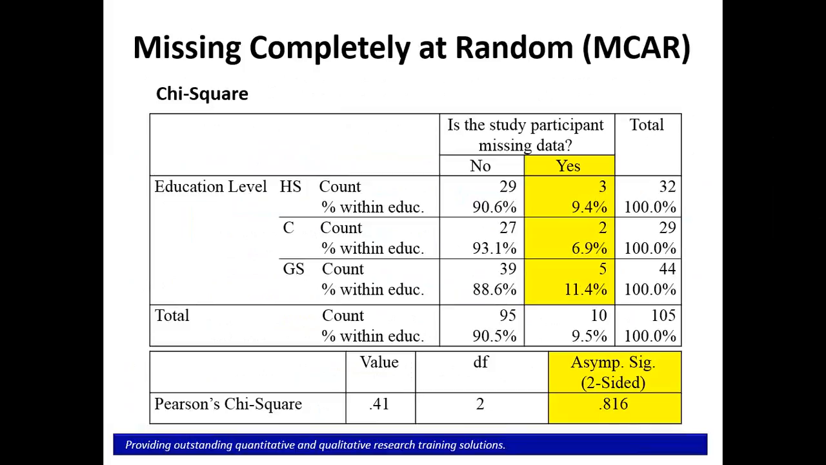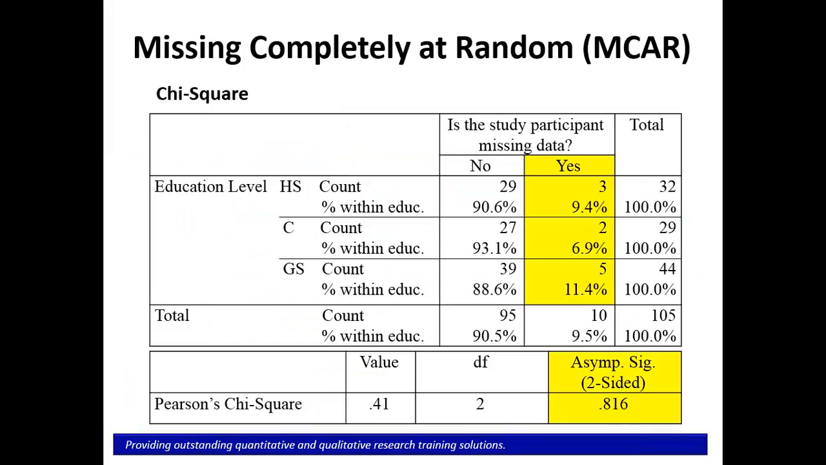So for example, for educational level high school, the first line, we see 9.4%, which is 3 people. So 9.4% of those with a high school education did not provide data. Then college, 2, which is 6.9% of study participants with a college level education, did not provide data. And finally, graduate school, 5, which is 11.4% of people with a graduate school education, did not provide data.